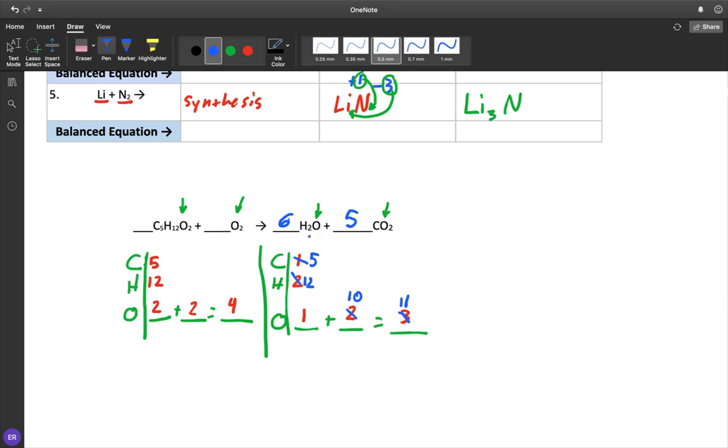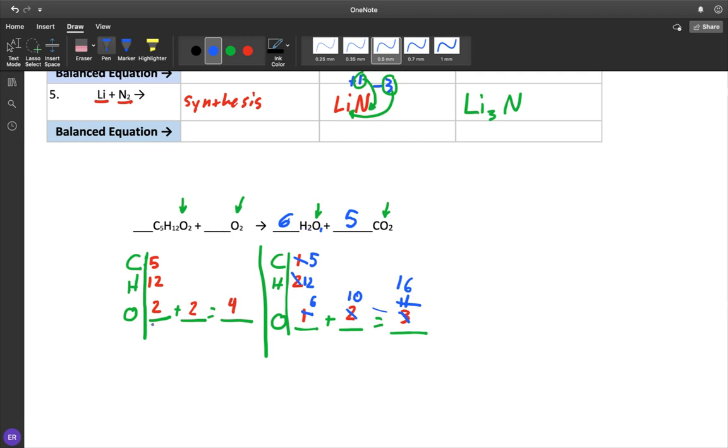But again, I'm not only changing the hydrogens, I'm also changing the oxygen. So that's going to be 6 times, and remember, if we don't have a number, it's an invisible 1. So this is going to be 6 times 1. And I'm going to have 6 new oxygen. Okay, so now my new total for oxygens is going to be 6 plus 10, which is now 16. Okay, so let's look back. My carbons are good. My hydrogens are good. Now the last one that I need is oxygen.